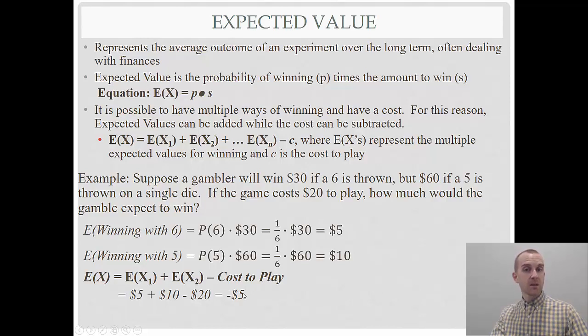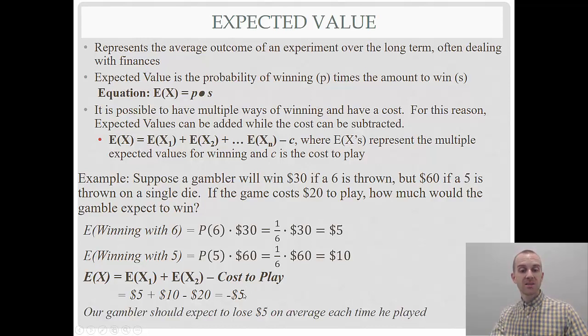Now, what does that mean? What that means is that on average, the gambler would expect to lose about $5 each time he played. So if he played 5 times, he'd expect on average that any 5 times he played, he'd lose $25. So it's that cumulative, but on average, you can expect to lose that much each time you play.